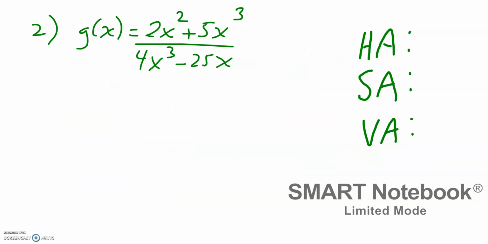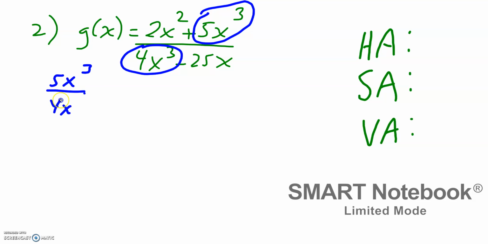The next example, if we're thinking about if this is top heavy, bottom heavy, or neither, we want to take a look at the highest exponents we can see here. So notice, it's tempting to think that this again is bottom heavy because you have a smaller exponent on the bottom than the top. But what you need to look at is that this is the largest exponent on the top and this is the largest exponent on the bottom. So you're really comparing 5x cubed over 4x cubed.